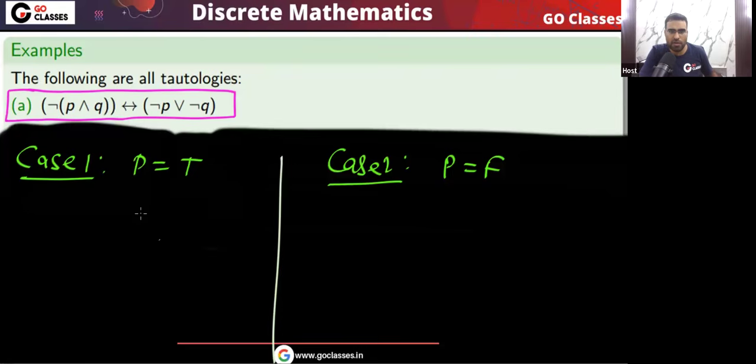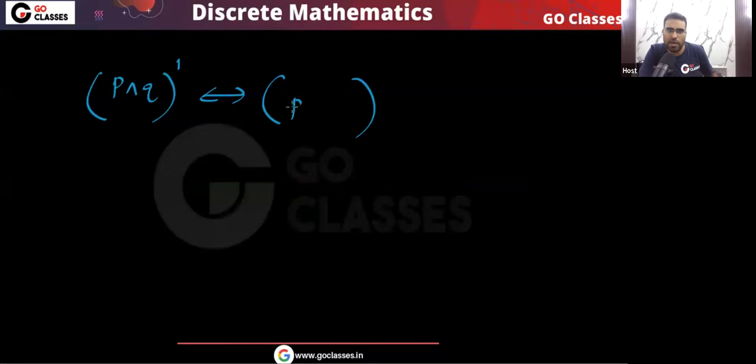Now tell me, what will be this expression? Let me call it H. This expression, I am again calling it H. So when P is true, what will be the truth value of H? Just put P true in this expression. So you can easily see this expression is like this: P and Q bar, biconditional, P bar or Q bar. Correct? Okay, so this is the expression.